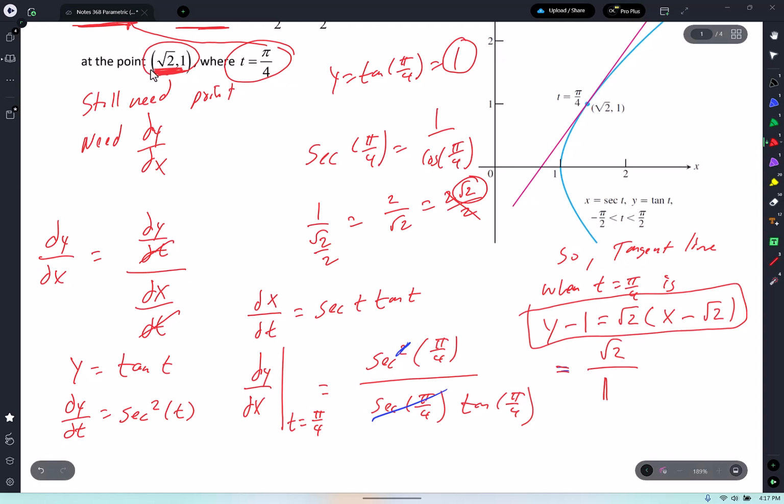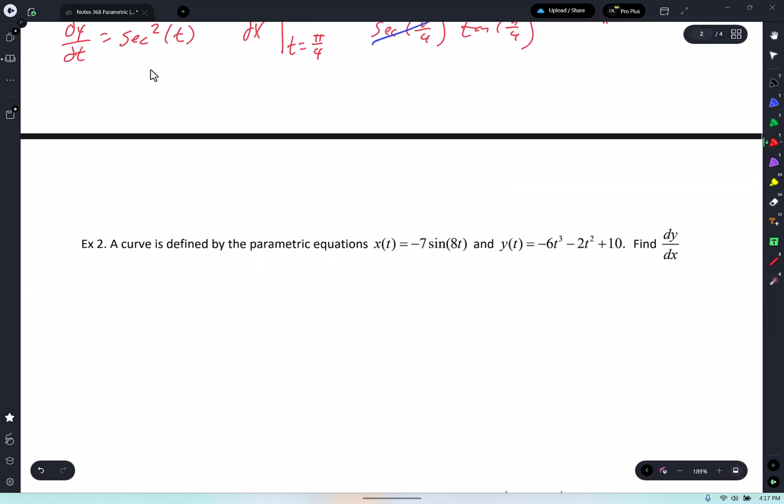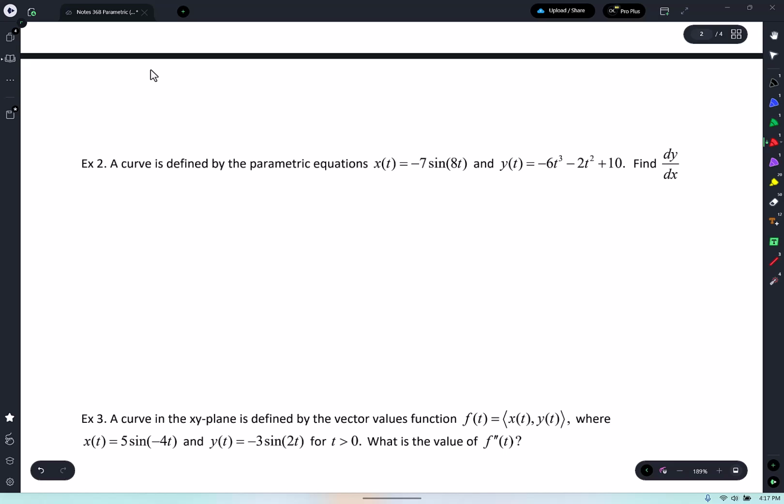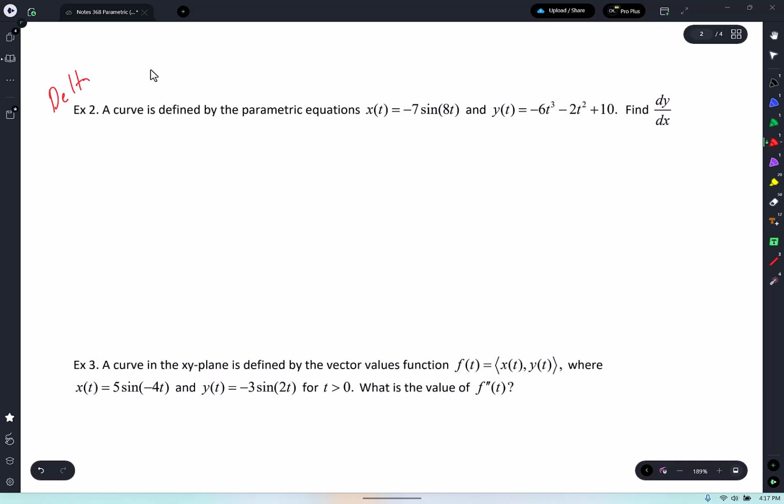Okay. All right. You guys ready? All right. Here we go. This is coming from Delta. A curve is defined by the parametric equations x of t equals negative 7 sine 8t and y of t equals negative 6t cubed minus 2t squared plus 10. Find dy dx. So tell me, I got to do what? In this one I just want dy dx. So all I got to do is go dy dt divided by dx dt.